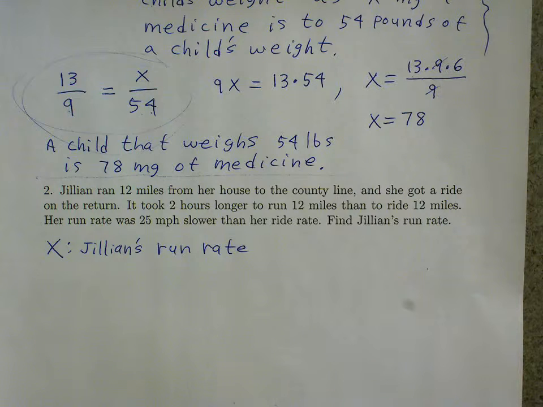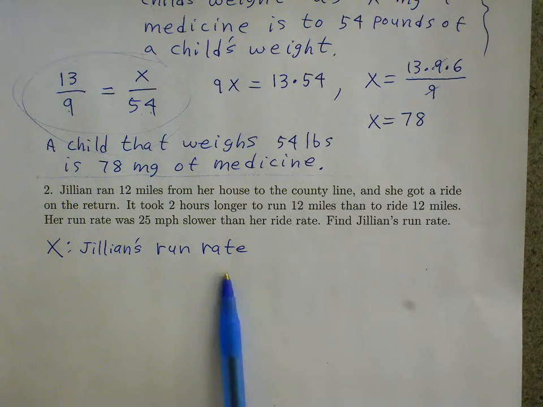So a hint is there's another rate besides the run rate. And we're told how the two rates differ. In the second to the last sentence, we're told that her run rate was 25 miles per hour slower than her ride rate.